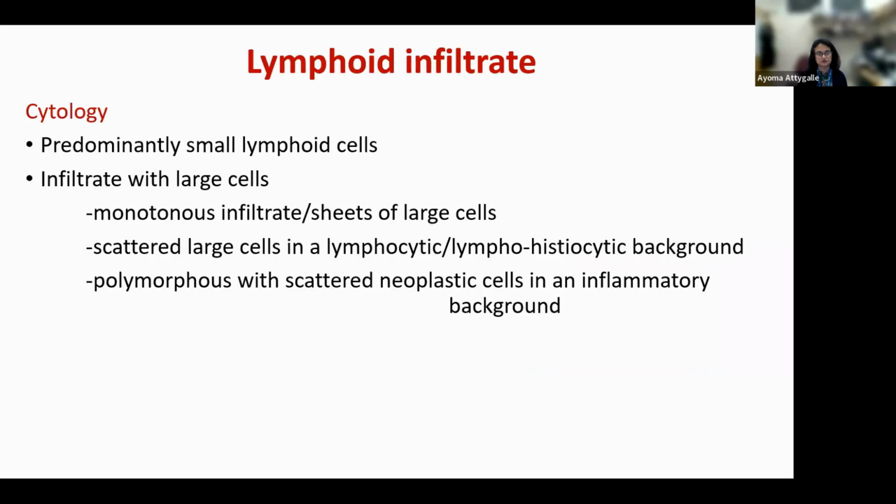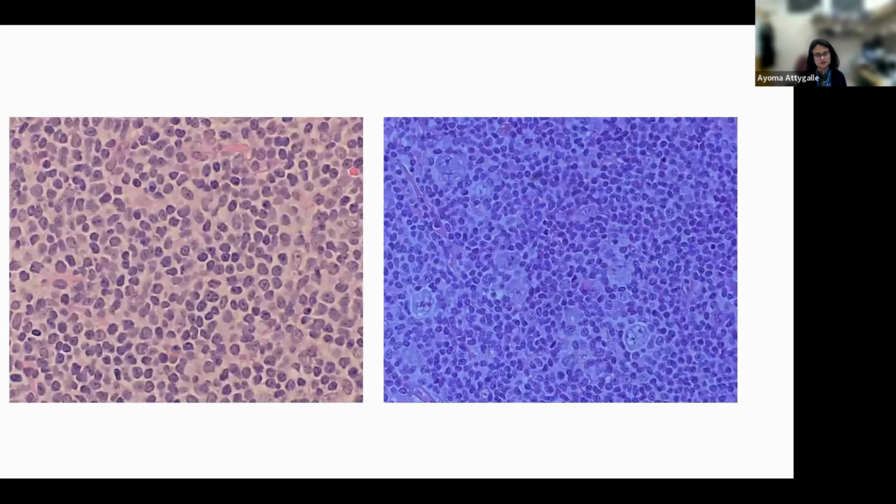And then you move to the cytological features. Now, the cytological features, is it predominantly small cells, or does the infiltrate have a component of large cells, either present as monotonous infiltrate or sheets of large cells, or are they scattered, well-defined large cells in a background, which is either small lymphocytic or lymphohistiocytic? Or is it polymorphous with scattered neoplastic cells admixed in a background inflammatory process? So in other words, with an inflammatory background. So today's cases will be predominantly small lymphoid cells.